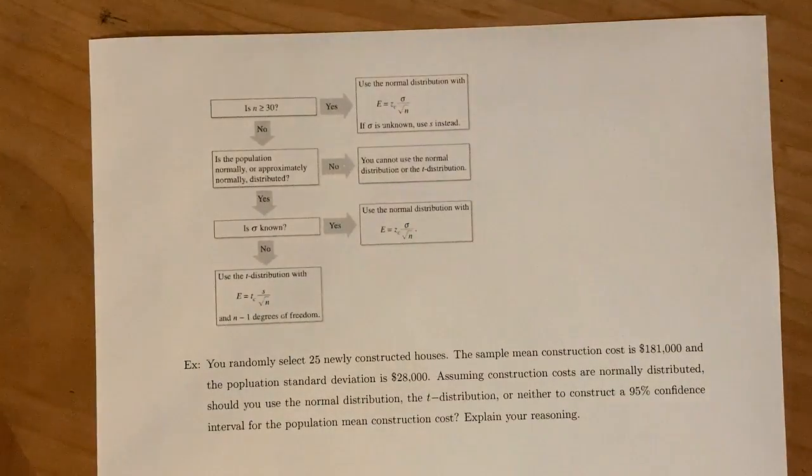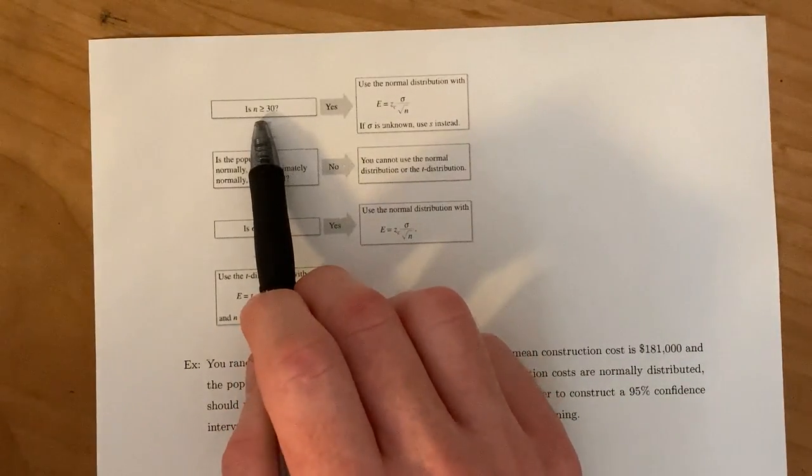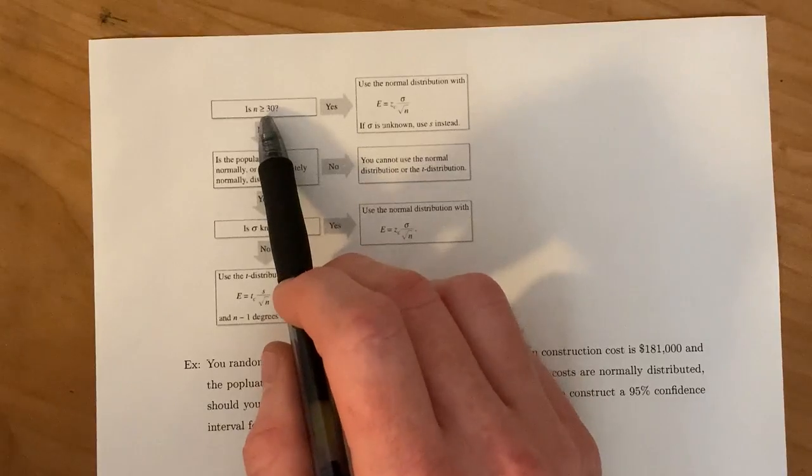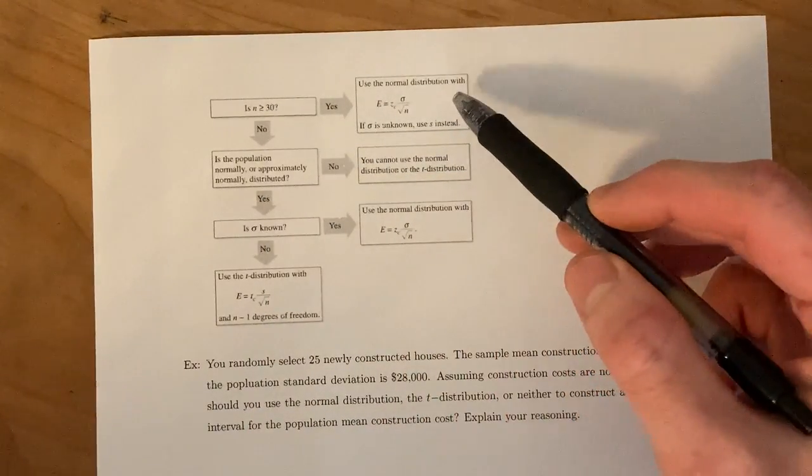And here's a little flow chart to help you determine when you're using the z-chart, the normal distribution, or a t-distribution. First question, what is the sample size? If the sample size is greater than or equal to 30, it doesn't matter anything else, right away you can use the normal distribution.